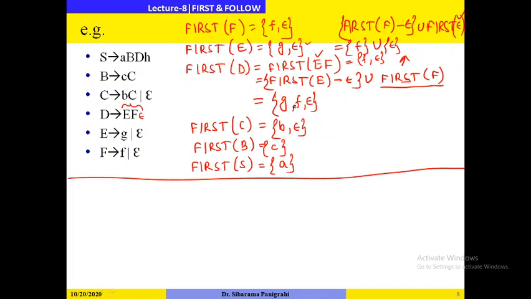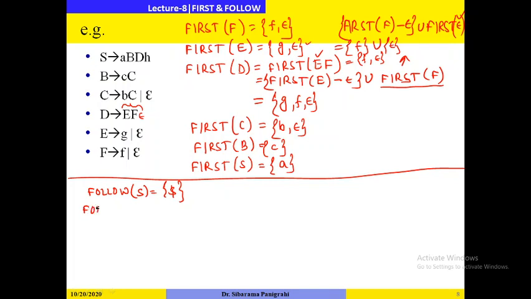Very good question. Okay. Next we will compute the follow. First we will compute follow of S. What is the follow of S? Follow of start symbol always contains dollar, right? So now we have to see whether S appears on the right hand side. No, S doesn't appear on the right hand side, so follow of S will be dollar.